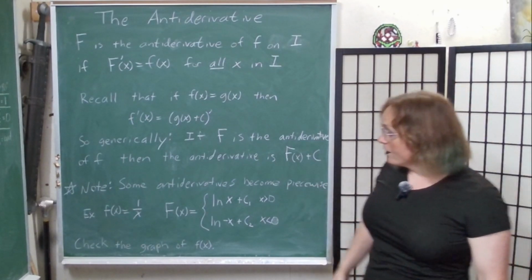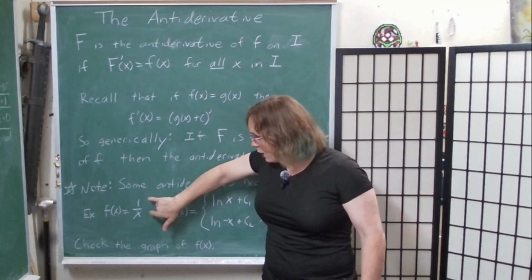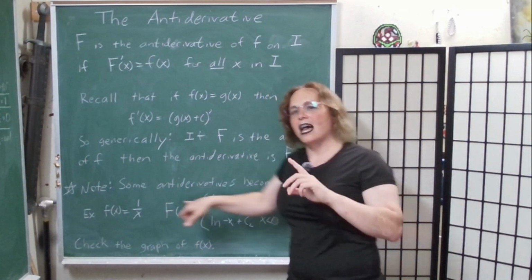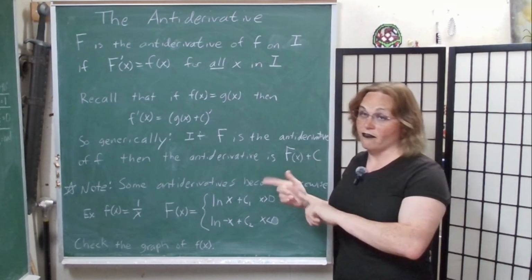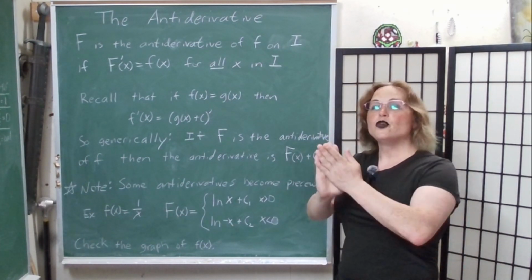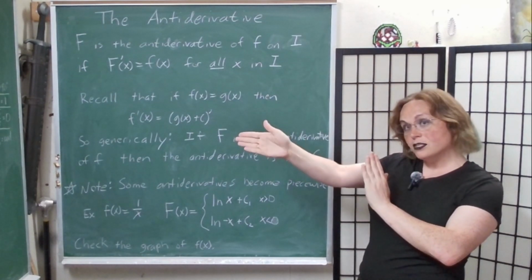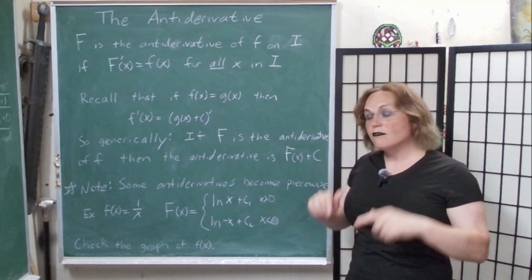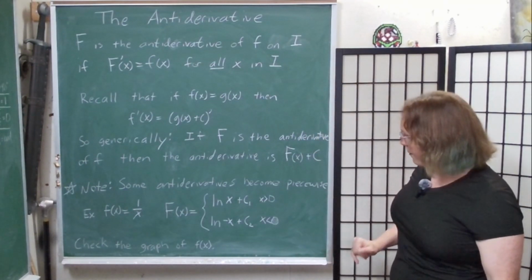A great example of this is if we're talking about f of x being 1 over x. The antiderivative to this is not actually the ln of x, it's the ln of the absolute value of x, because you can have the natural log of x pointing to the right, you can have the natural log of x pointing to the left, and the derivative of that will simply be 1 over x. Becomes a pretty big deal here, right?